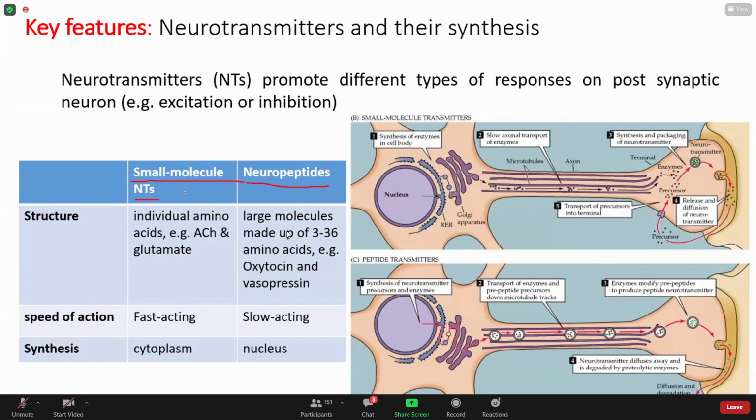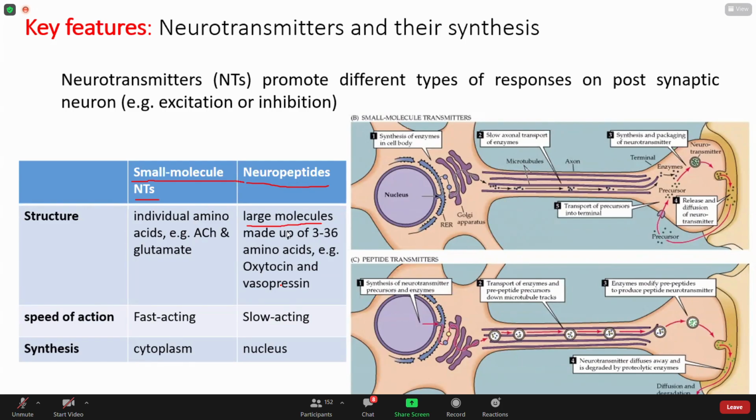The small molecule neurotransmitters, as the name suggests, are small, they are individual amino acids, okay? Like glutamate and GABA, which are considered small molecule neurotransmitters. And we have the neuropeptides, which are large molecules, made up of 3 up to 36 amino acids. They are very large.